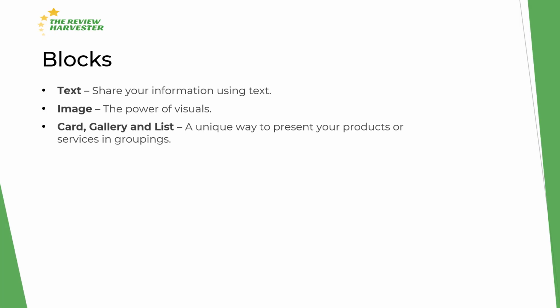The next block is cart, gallery, and lists, a unique way to present your products or services in groupings. Guys, you can have a list of your products with some descriptions and even a buy button to accompany that so people can buy it. A very strong tool, a very strong block as well. You can present your products in a gallery. That's very nice. If you're launching a new product, you can have a gallery of this new product, saying all sorts of things about this product, what it improves for the customers.